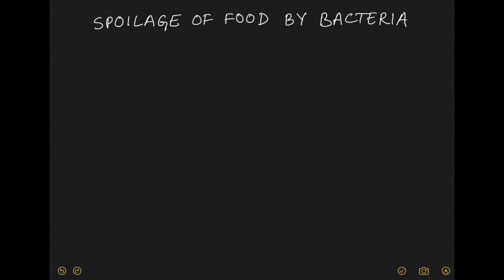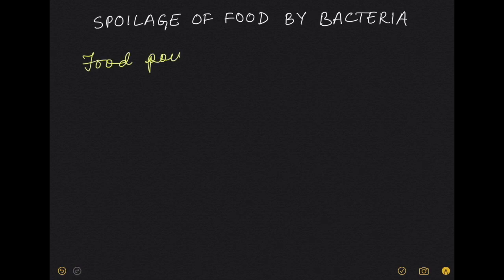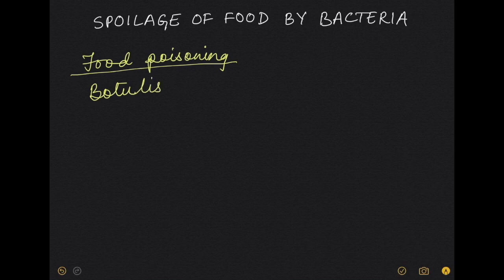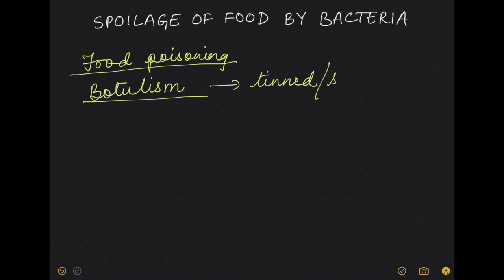Now this spoilage may sometimes be so much that it also causes food poisoning. You must have heard about food poisoning, isn't it? That is, if you happen to eat the spoiled food, you will get food poisoning and you have to be admitted to the hospital, constant diarrhea, vomiting, stomach ache. There is a serious kind of food poisoning which is known as botulism. It is a very serious food poisoning due to a special bacterium which is found specially in tinned food or any type of sealed food.